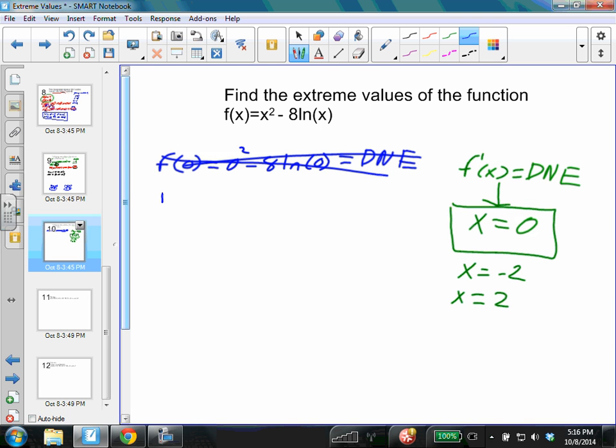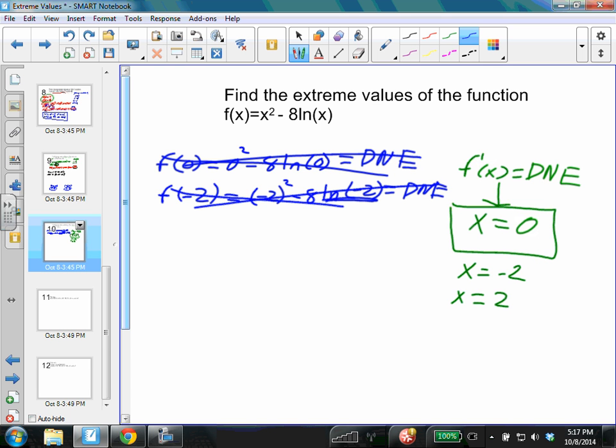So now, let's check negative 2. So that's negative 2 squared minus 8 times the natural log of negative 2. And so now when you plug this one in, make sure you use the parentheses with the negative 2, right? It's negative 2 squared minus 8 times the natural log of negative 2. And once again, you get no real answers. So this one doesn't exist either. And the reason why we're getting these is because the natural log, in case you're wondering, it's impossible to get the natural log of 0 or the natural log of a negative number. So these things don't work either.